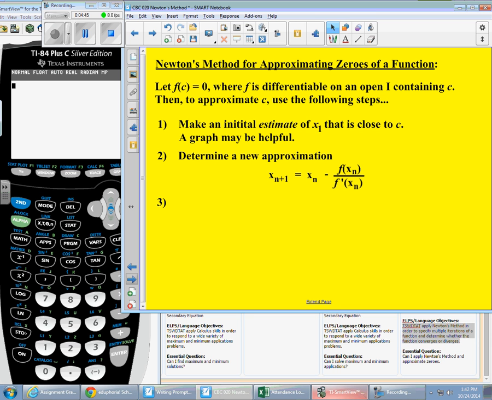Okay, the third step of the procedure is going to be this, and this is kind of the termination point of the procedure. If the absolute value of the difference between one step and the subsequent step is less than your desired accuracy, then your next step is going to be your final approximation.